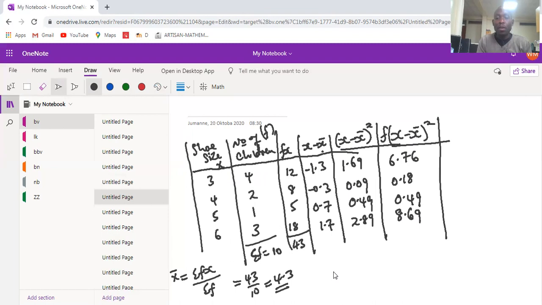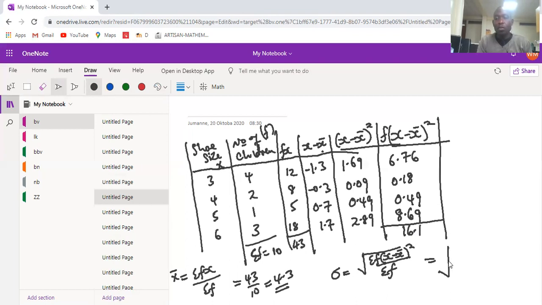Now, because the formula says that the standard deviation is going to be the square root of the summation of f into x minus x bar squared over the summation of f, it is going to be the sum of this f into x minus x bar squared, which is what we have here. We just sum all of them, which will be equal to what? 8.69 plus 0.49 plus 0.18 plus 6.76. You get it's giving you 16.1.